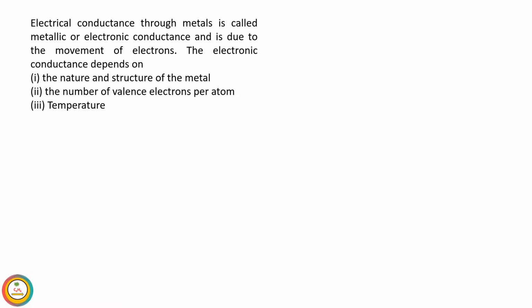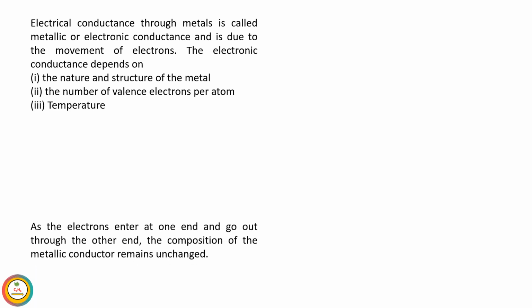On temperature: when we increase the temperature, the conductivity of metals decreases. Why does it decrease? Because at higher temperature, metal ions start vibrating, and the random zigzag movement of the electrons and metal ions creates a hurdle in the movement of free electrons. Due to that, the conductivity of the metals decreases. So when we increase temperature, the conductivity of metals decreases.